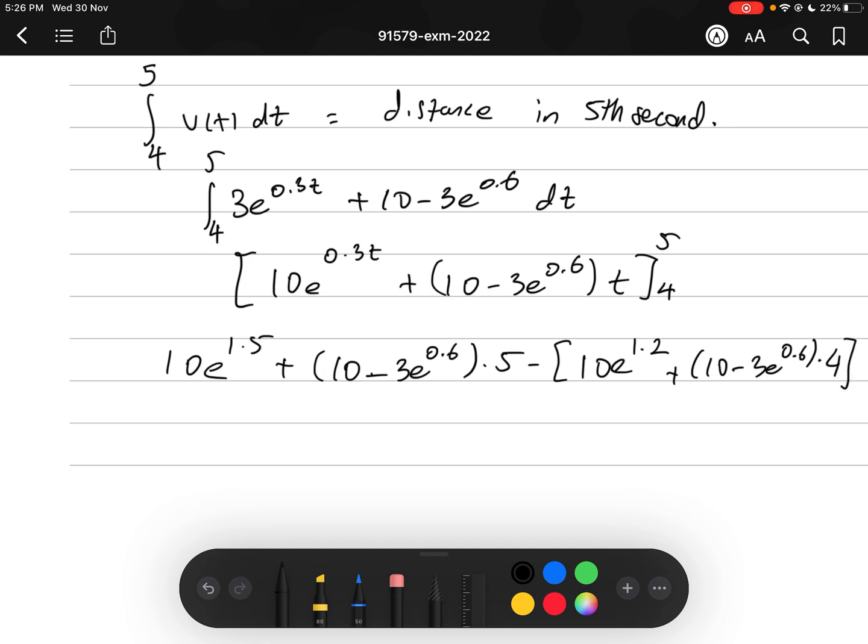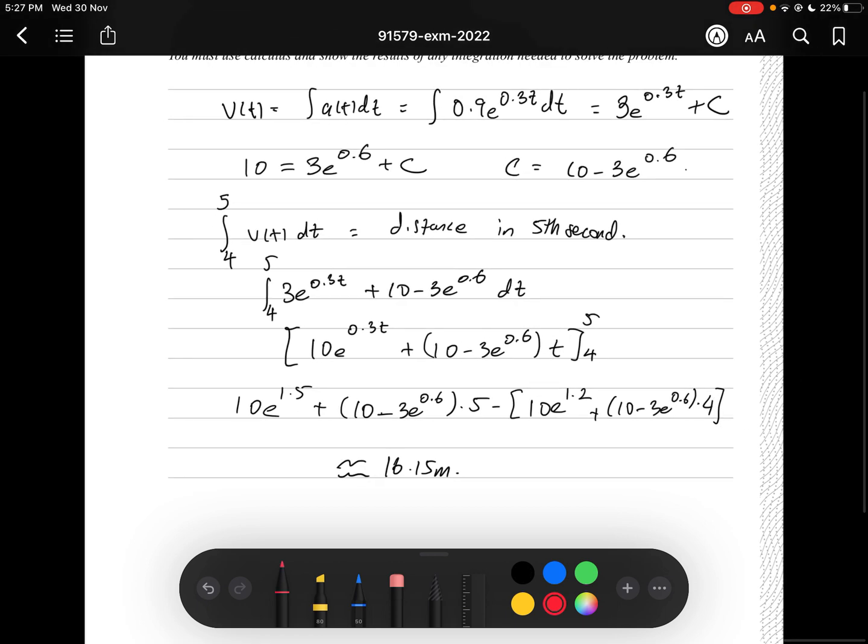And if you evaluate this expression, you can either leave it in exact form or you can leave it in decimal form. If you want a decimal form, you should get approximately 16.15 meters. And that should be a merit level question to get the final distance traveled in the 5th second. And if you want to get an achieved level grade, it's usually if you can find the velocity function and find the value of c. I think that by itself should be enough for an achieved grade there.